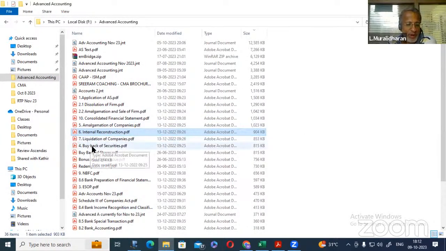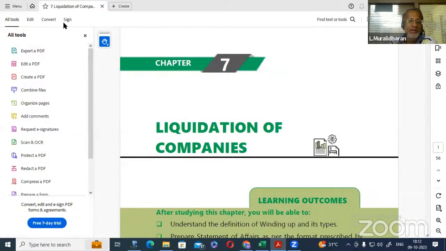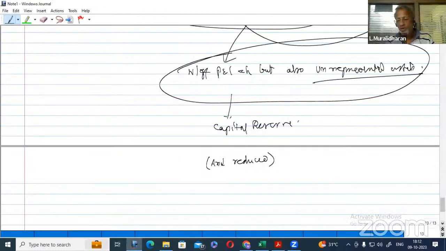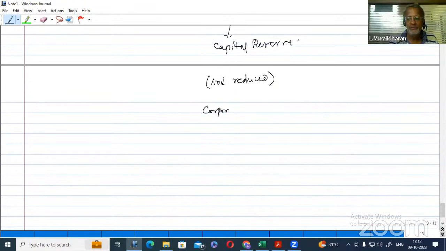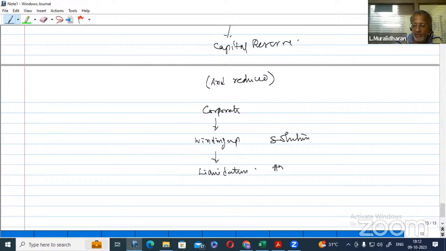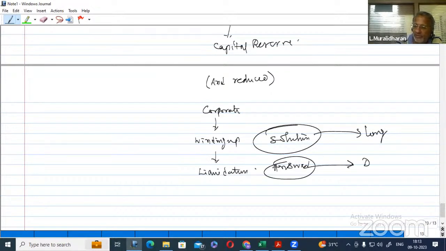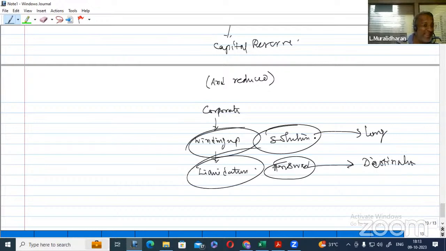Now, on that basis, let me take up liquidation as another topic. Let us try this liquidation of companies. We have seen dissolution of a firm, and for a corporate, winding up is a process. Winding up is the process, and the end of that process is liquidation. Winding up is like a journey, and the destination is like liquidation. It is something like solution and answer. What is the difference between solution and answer? Solution is the process, a long process. Answer is a destination. It's static. Likewise, winding up is a process, and you have liquidation as the end.